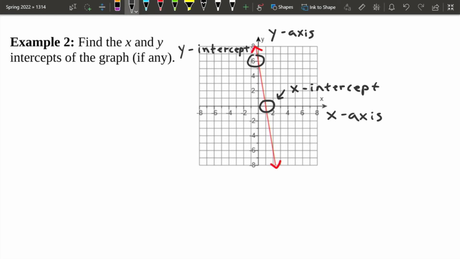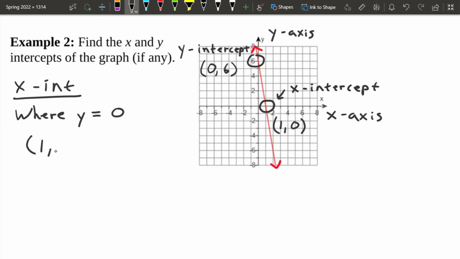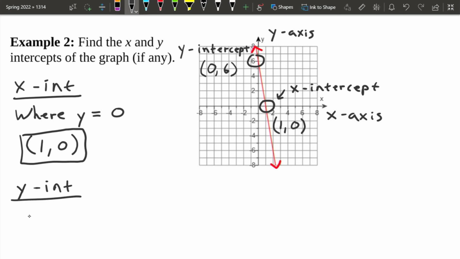So that's all we have to do on this one, is just identify those points where they cross. In this case, the point where it crosses the x-axis would be considered the point 1, 0, and the point where it crosses the y-axis would be considered 0, 6. So one thing to keep in mind when talking about x and y intercepts, the x-intercept is where y is equal to 0, so that's why we see it at the point 1, 0. And the y-intercept is where we see the value of x is equal to 0, where it crosses the y-axis. That's why the point looks like 0, 6.